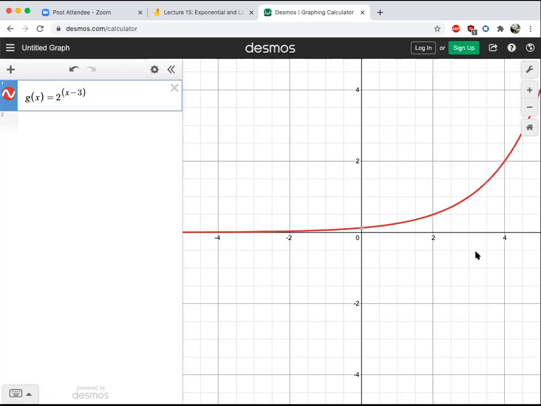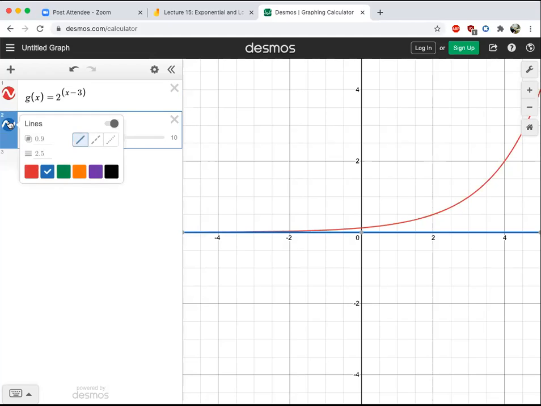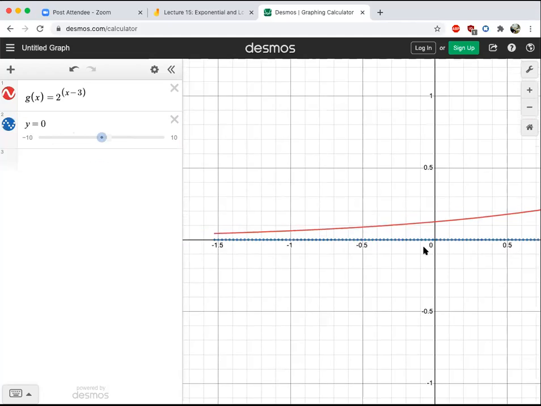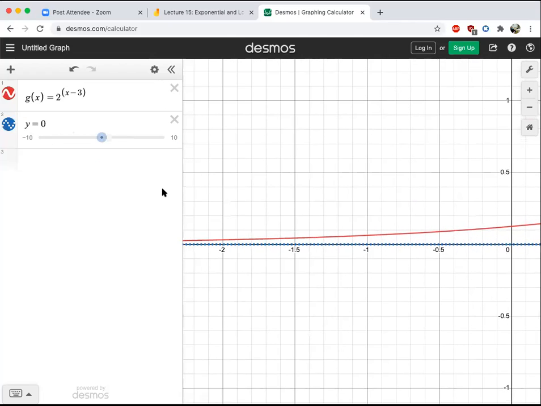Okay. Domain is all real numbers. The range is only going to be y is greater than 0. So you're never going to have a y value of -50, right? The function just doesn't go down that low. It doesn't even hit 0. That's going to be the horizontal asymptote, y equals 0. So the function gets closer and closer, but it never actually crosses.